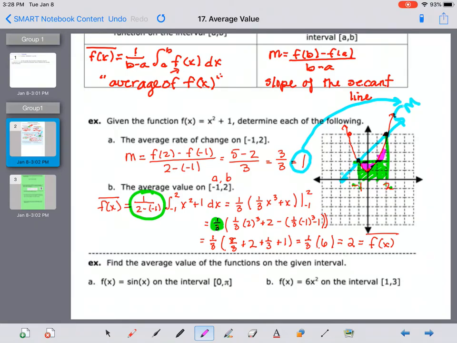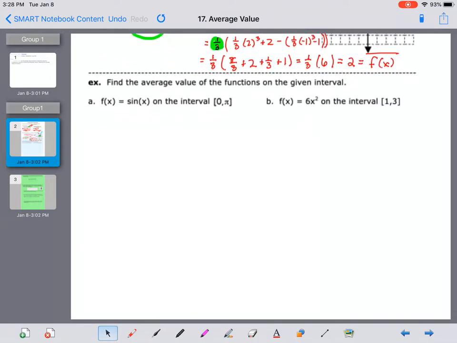Okay, so really it's nothing different than what we've been doing with the exception of that 1 over b minus a at the beginning. And that finds us the average. Okay, so let's do 2 examples together, and then tomorrow in class we'll finish up the back of this page. Okay, really I just want you to get the idea of finding the average value.